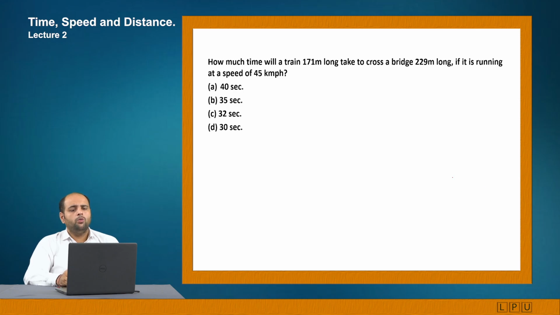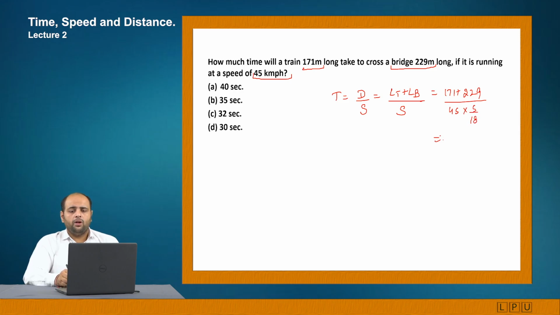It says: how much time will a train of 171 meter length take to cross a bridge of 229 meter length if it is running at a speed of 45 km/h? So we have to find out the time. Time is distance upon speed. Now a train is crossing a bridge, so we have to include both the lengths: length of train plus length of bridge, divided by speed. So we will put down 171 plus 229. But as the distance is in meters, we have to convert the speed also. So the speed will be 45 into 5 by 18. Okay, so just add this.